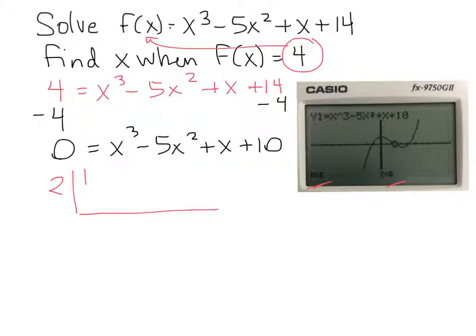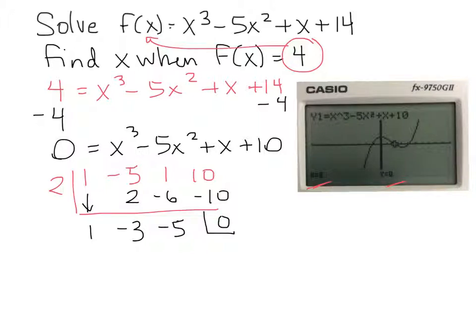We'll bring down the 1 for the x to the third, the negative 5 for the x squared, the 1 for the x, and 10. Bring down the 1, and we start. Multiply, get 2, add, get negative 3, multiply, get negative 6, add, get negative 5, multiply, get negative 10, and there's the remainder of 0.